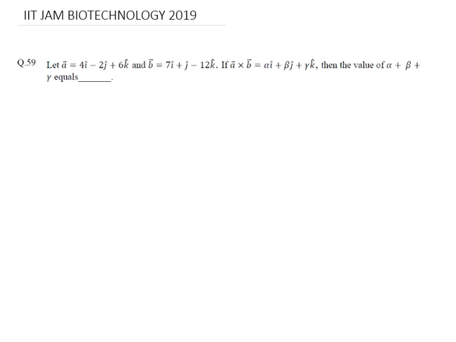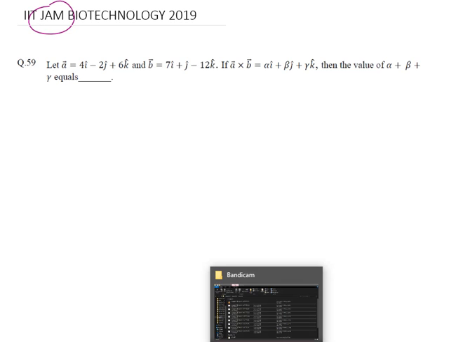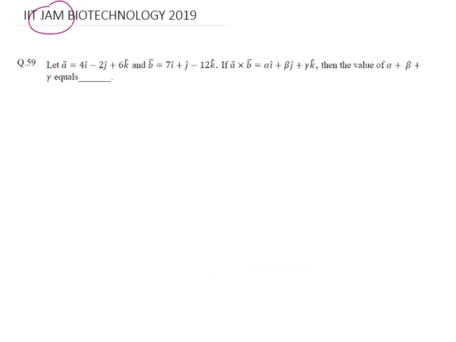Today we are going to solve one question from IIT JAM Biotechnology 2019. As we know that JAM is one of the most important examinations in our country for those students who want to join IIT to pursue their master's degree courses. In a biotechnology paper, there are different types of questions based on physics, chemistry, math, and also biology, and we cover all these topics.